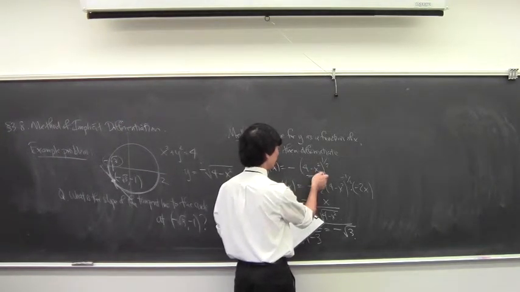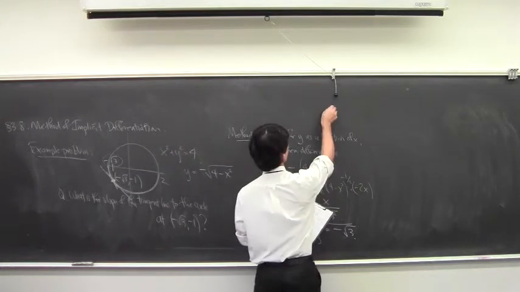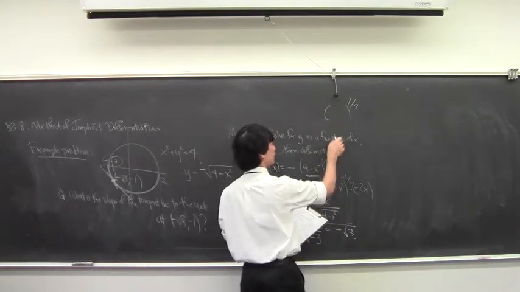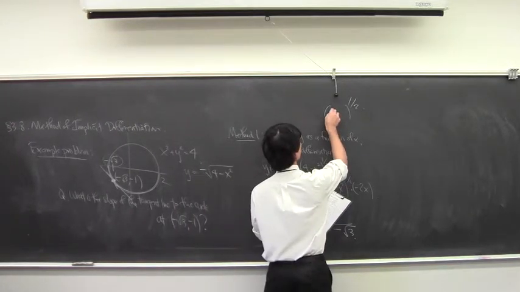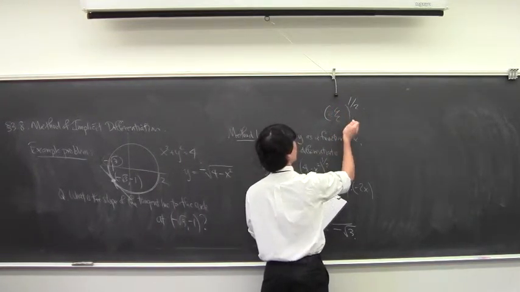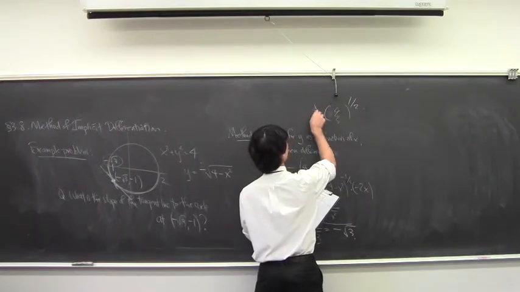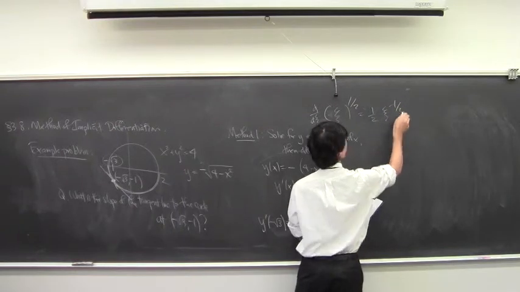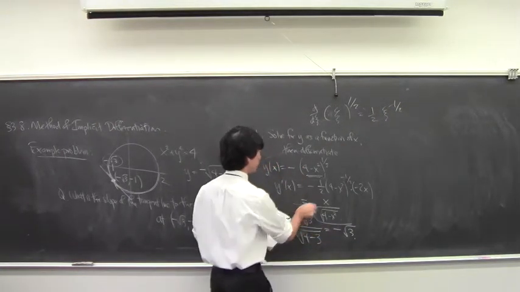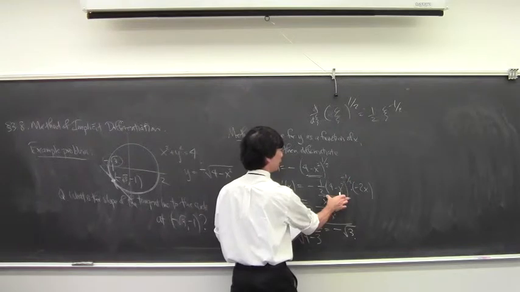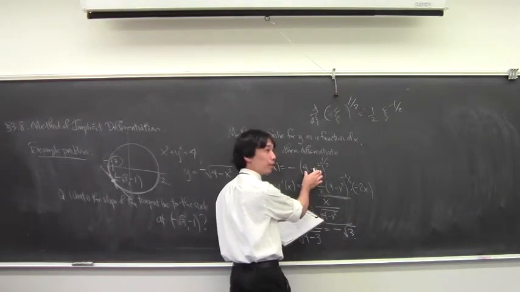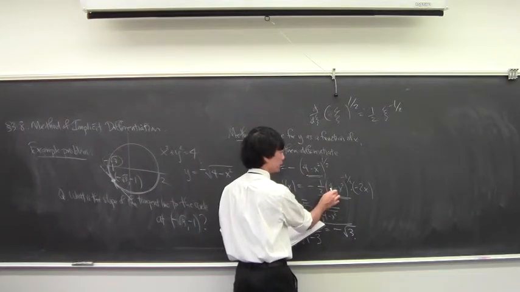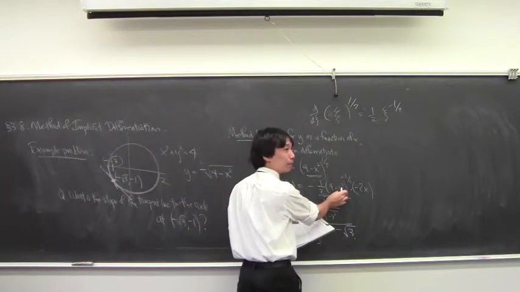Okay. Because you have this outside function which is something to the 1/2. When you differentiate that, you get 1/2 blah to the negative 1/2, but then you have to multiply by the derivative of the inside. What's the derivative of the inside? Well, it's going to be 0 minus 2x, right? 0 and then minus 2x by the power.